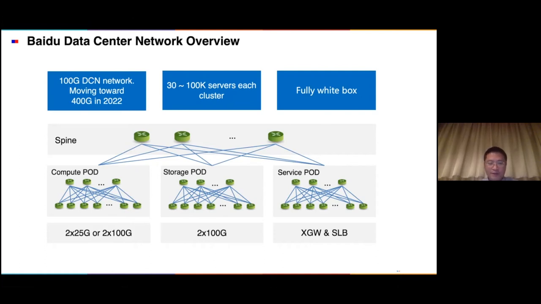We have three kinds of pods in this architecture: compute, storage, and service. The service pod is the place where the gateway and SLB are put. In the compute part and storage part, the servers are all dual-uplink connected to the ToR. The compute servers are either 2x100G or 2x25G, and the storage servers are 2x100G.